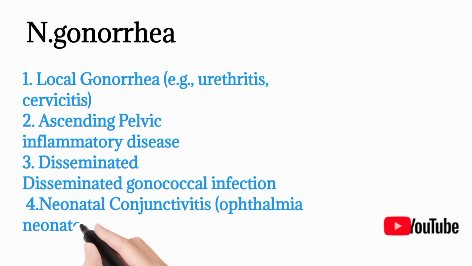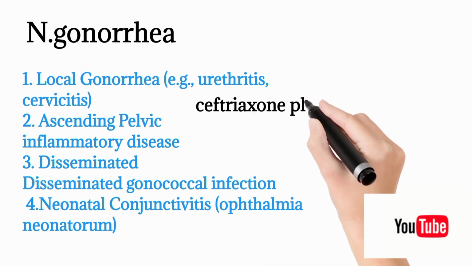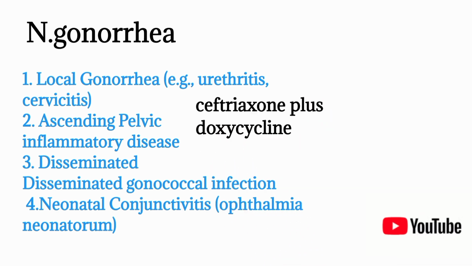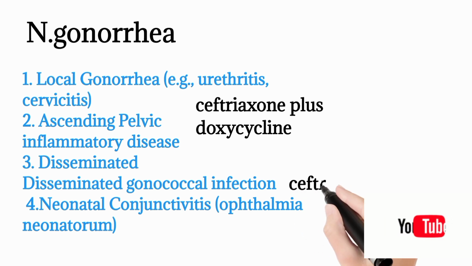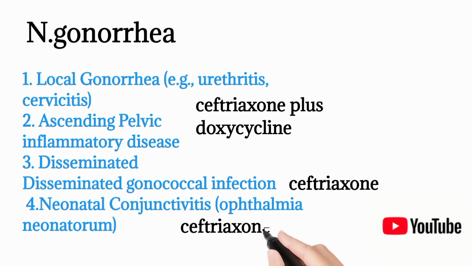The treatment for the first two, local infection and pelvic inflammatory disease, is ceftriaxone plus tetracycline. The treatment for the lower two, disseminated infection and neonatal conjunctivitis, is ceftriaxone alone. Remember, we said that penicillin won't be effective here. Why? Because Neisseria gonorrhea produces beta-lactamases, and beta-lactamases can destroy penicillin.